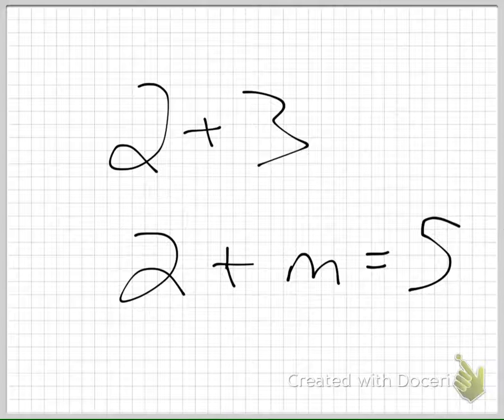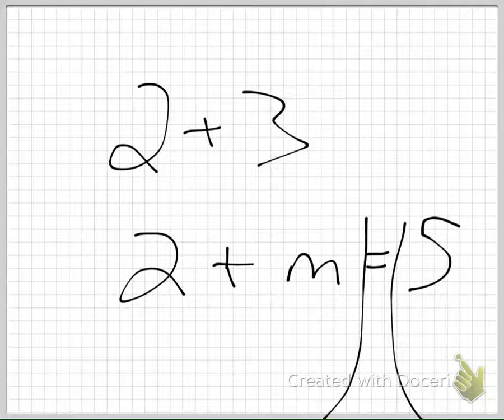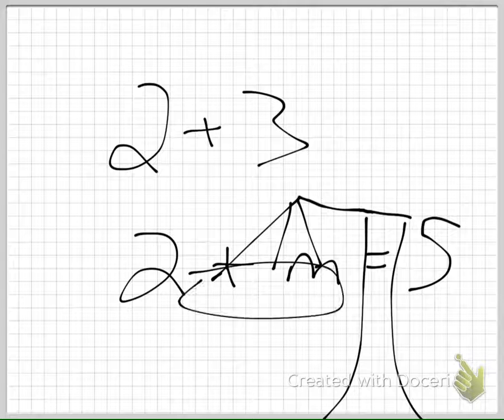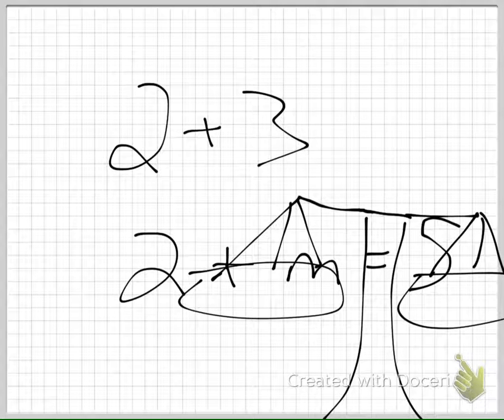Now all of a sudden, I've locked this in. I now have created my balance, right? My little balance guy. The equal sign says that it's equal, so now I can figure out exactly what m is. Does that make sense? Okay. What was m equal to there, by the way? 2 plus m equals 5? 3, right? M is 3. Very obvious. Okay.